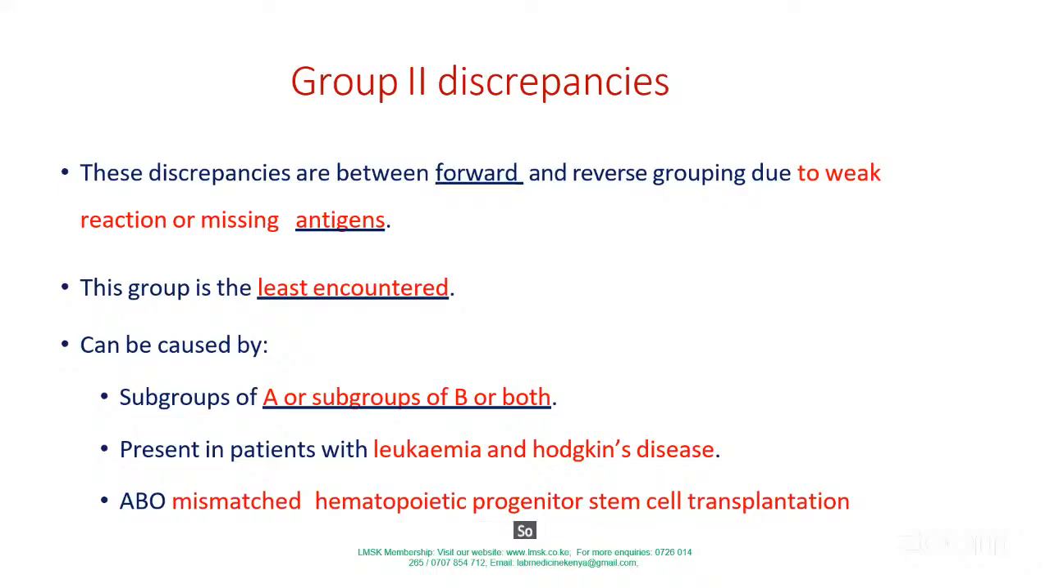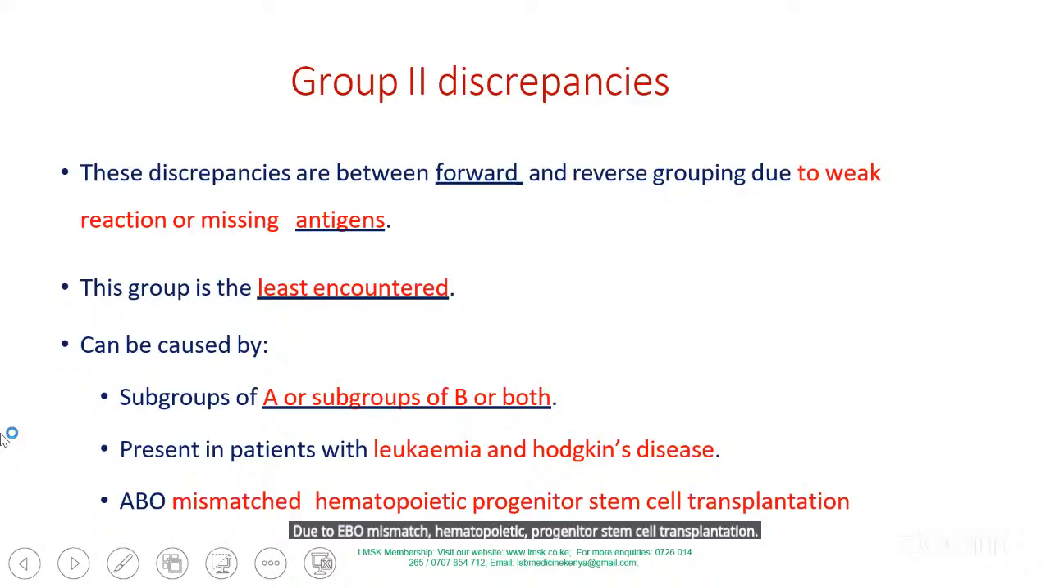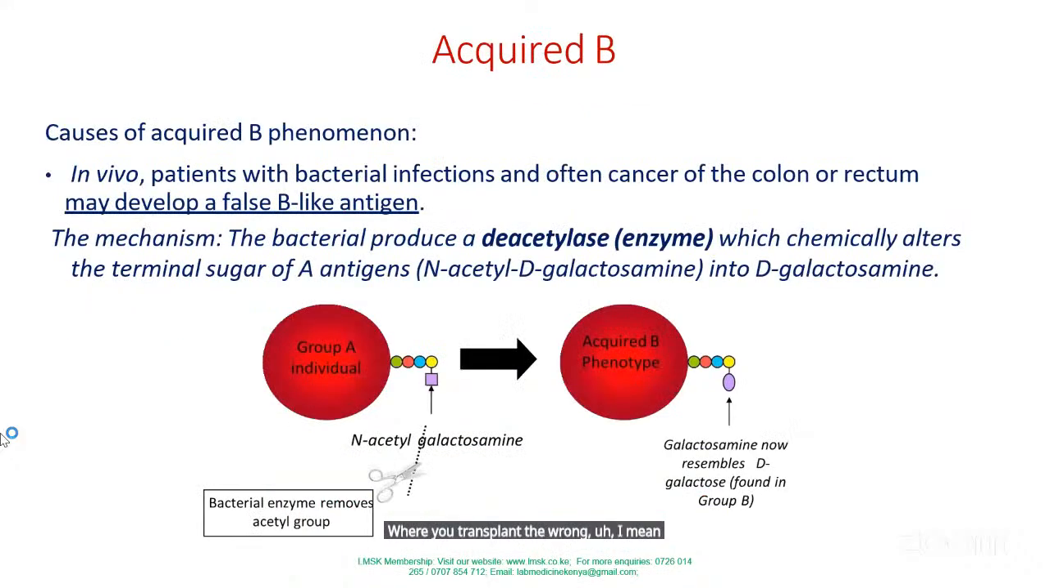So back to this, having known why the antigens could be weak, especially in a subgroup, it could be a subgroup of A or a subgroup of B. Also patients with leukemia and Hodgkin's disease. This could also be due to ABO mismatch in hematopoietic progenitor stem cell transplantation, where you transplant the wrong stem cell, and that is a kind of mismatch. That stem cell will start making the bone marrow produce the other antigen, and that antigen produced is weak. So you are having an extra antigen.